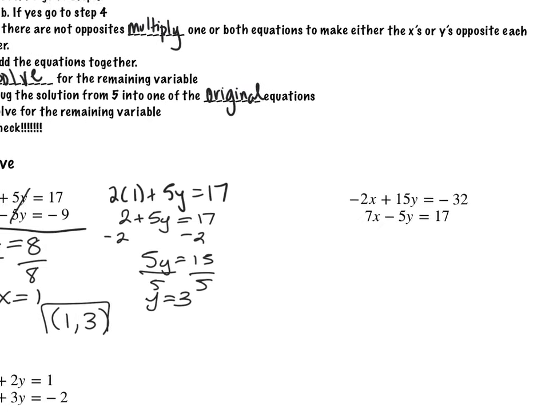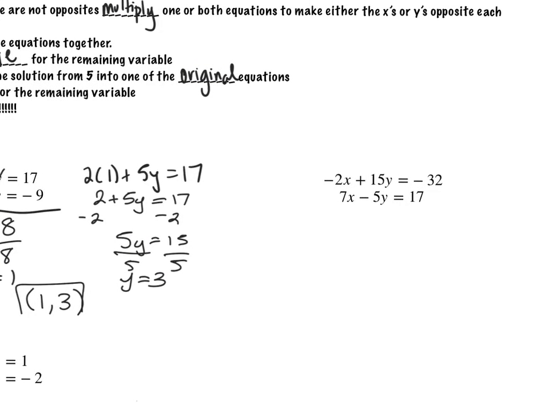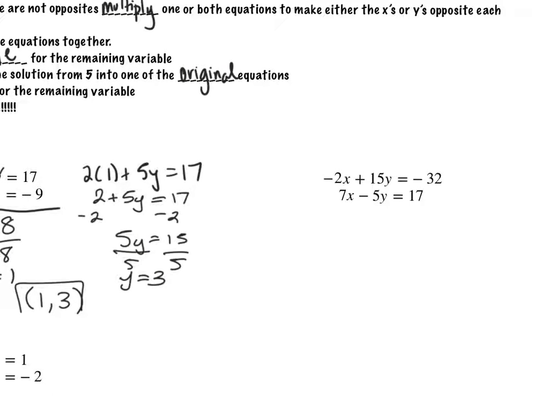All right, so let's look at the second one. Negative 2x plus 15y equals negative 32. 7x minus 5y equals 17. So if I look, all of my variables and numbers line up. Do I have opposites here? Yep.